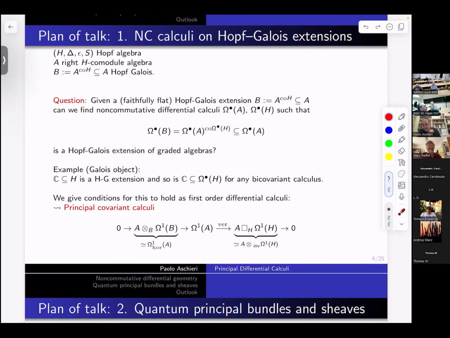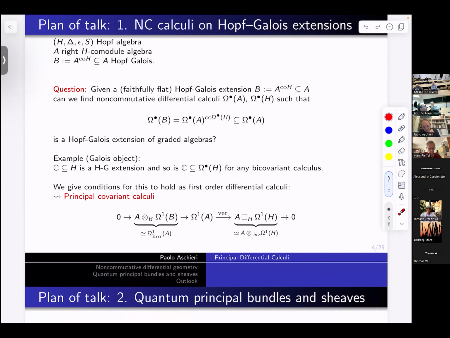Well, the easiest example where we can give an affirmative answer, and this is well known in the literature since some time, is the case of a Galois object. A Galois object is simply an extension of the base field, for example, the complex numbers, into the Hopf algebra. This is automatically a very specific Hopf-Galois extension. A bicovariant differential calculus on a Hopf algebra H defines automatically a graded Hopf algebra of exterior forms. And then this is a Hopf-Galois extension, provided that this is a Hopf-Galois extension.